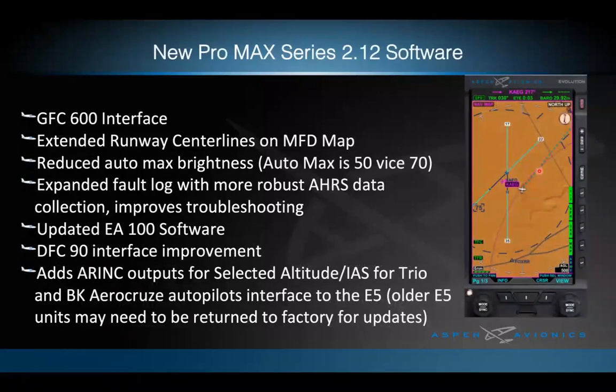Okay, so most of you probably know, or if you haven't known, I'll tell you now. We released software 212 earlier this year. The big feature of 212, of course, was the GFC 600 interface. We've been working with Garmin for several years now on this interface. And for those of you that don't understand the certification process, basically, Aspen, we provide all our information, all our outputs to our competitors to say, hey, this is how our stuff works. So if you want to integrate, this is how you do it.